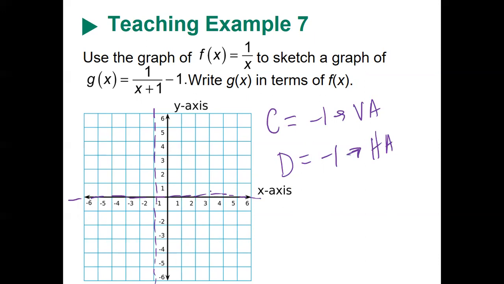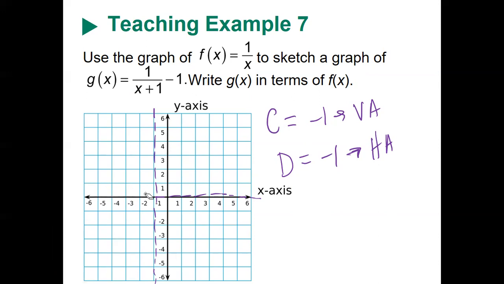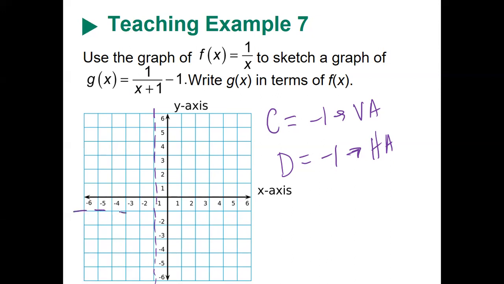All right. So then the same thing goes for your points. So your parent function points are at 1, 1 and negative 1, negative 1. I'm going to move each one of those accordingly. So they're going to go to the left 1 and they're going to go down 1. So I'm going to go left 1 and down 1. I did not move my asymptote. My asymptote is not at negative 1. And no one was going to say anything to me.